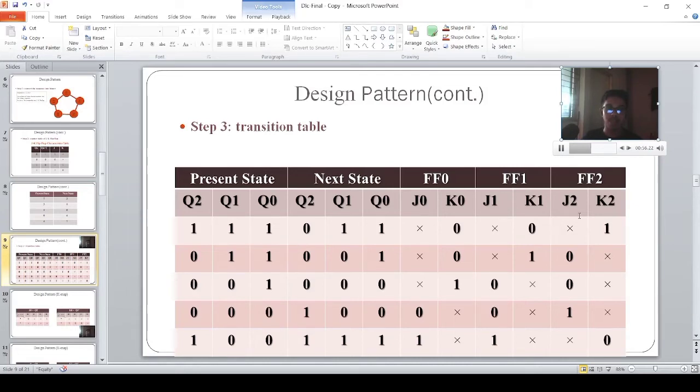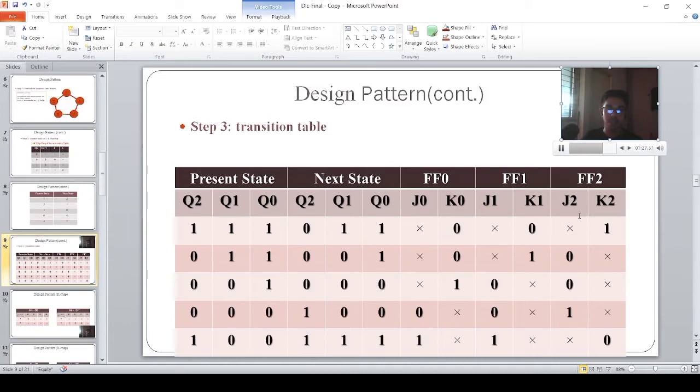Now we will see for Q1 and Q1 plus. For 1 and 1, J1 and K1 will be don't care and 0. For 1 and 0, J1 K1 will be don't care and 1. For 0 and 0, J1 K1 will be 0 and don't care. For 0 and 0, the J1 K1 will be the same. For 0 and 1, J1 and K1 will be 1 and don't care.